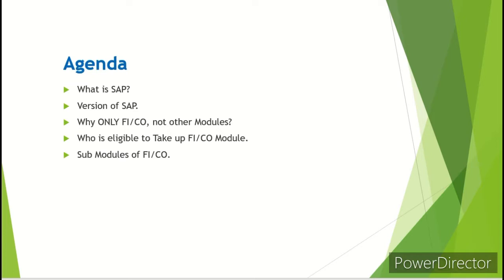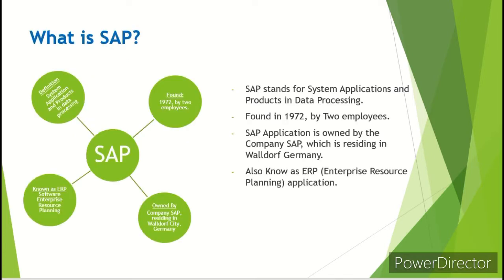Coming back to the first topic, what is SAP? SAP stands for System Application and Products in Data Processing. It was founded in 1972 by two employees. The SAP application is owned by the company SAP, which is residing in Waldorf, Germany. Waldorf is a city in Germany. SAP is also known as an ERP application, Enterprise Resource Planning application. Some people call it software, some people call it application.